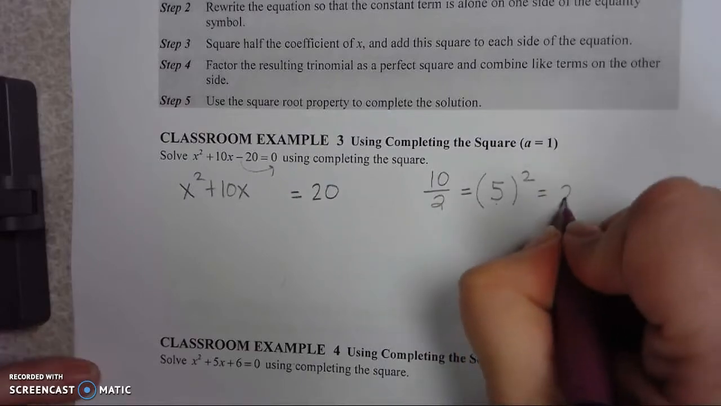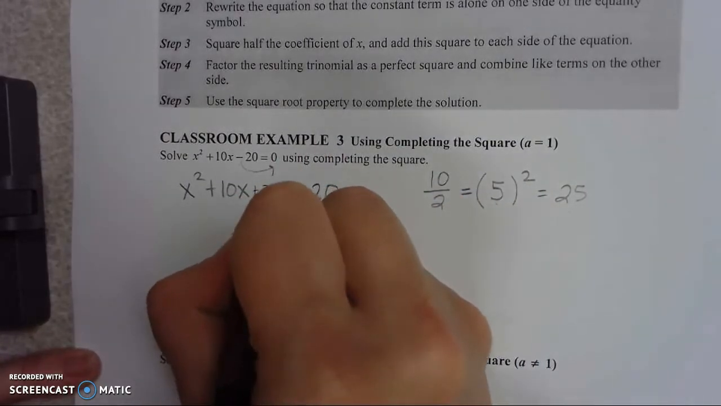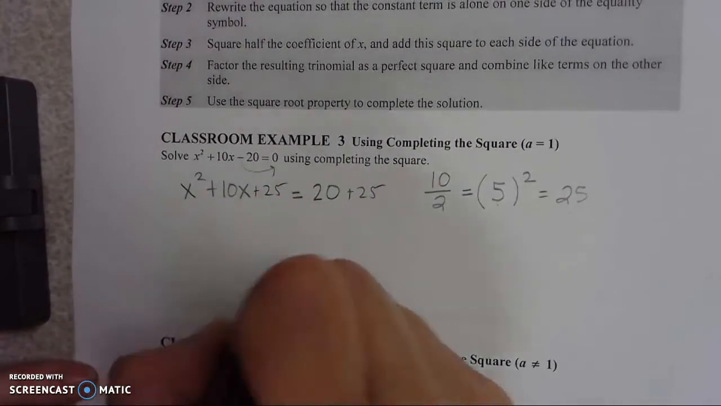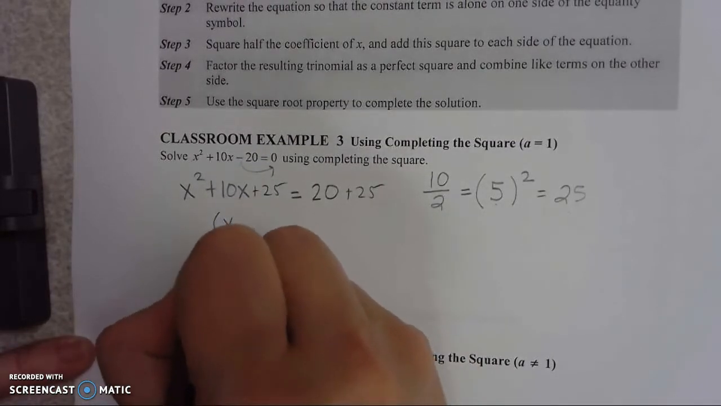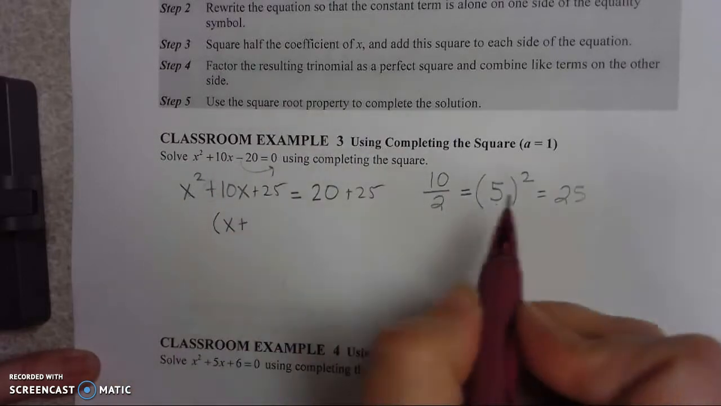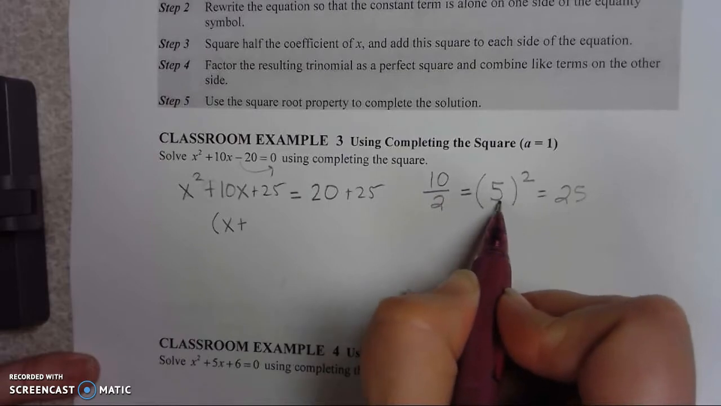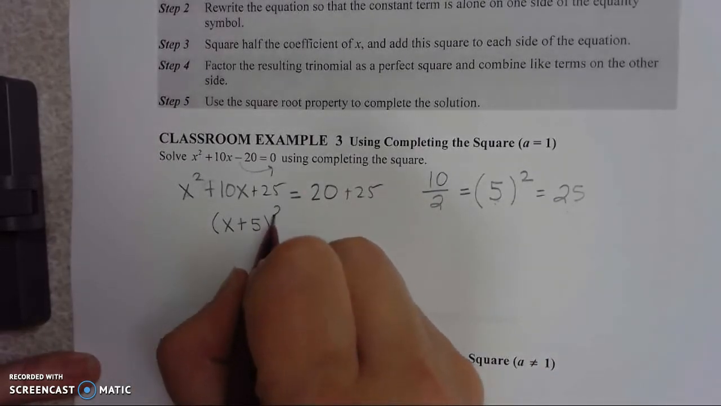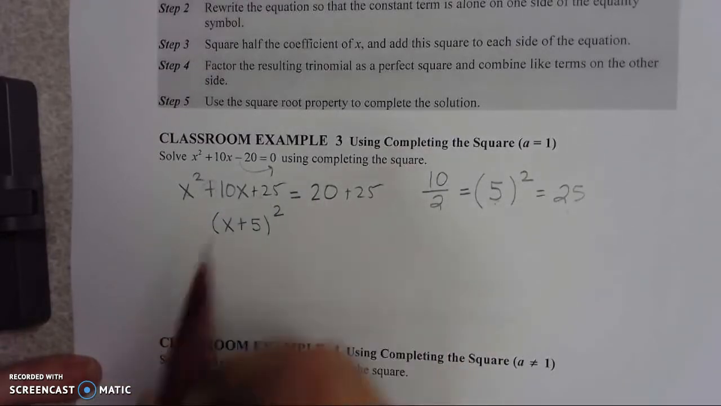And then that gives me 25. Now I'm going to take this 25 and add it to both sides. So now, this right here is a perfect square trinomial. I can then write it as x plus, and then whatever you got when you took half of that middle term. So when I took half of 10, I got 5. That's the number that's going to go here, and then squared. If you multiplied x plus 5 times x plus 5, you would get this trinomial here.